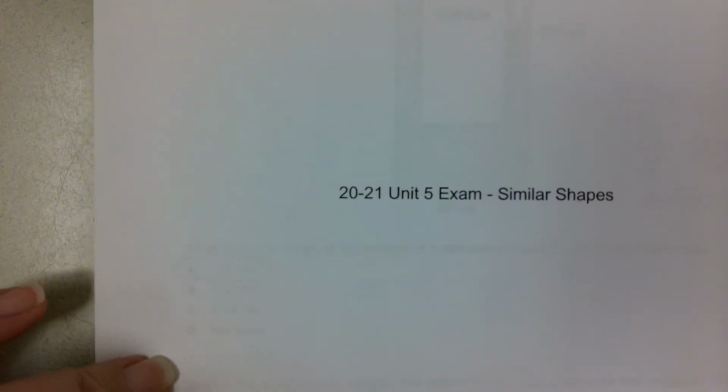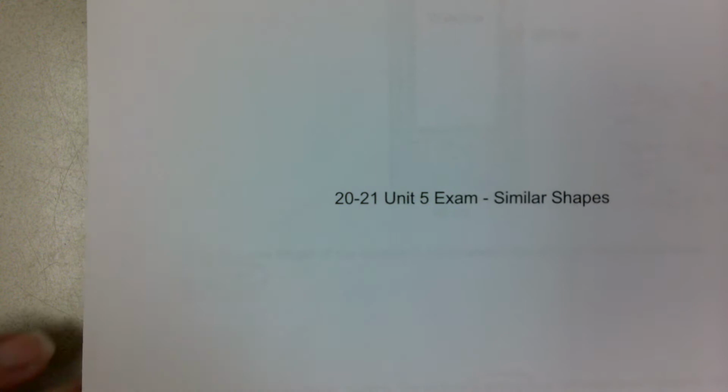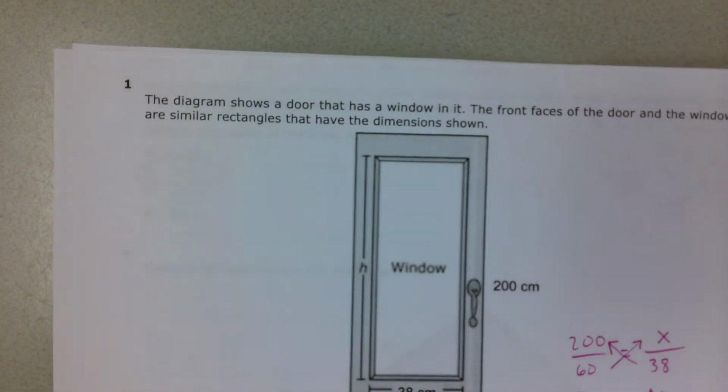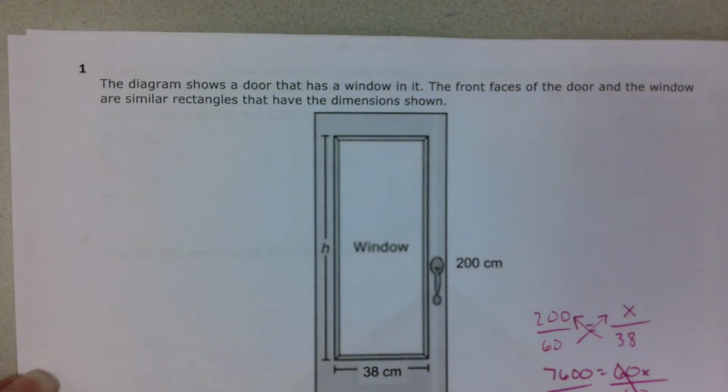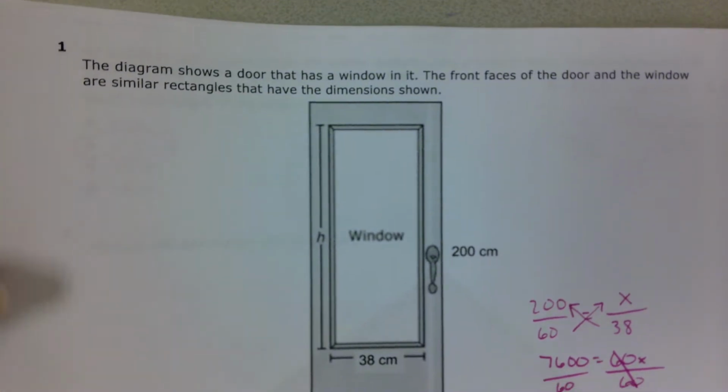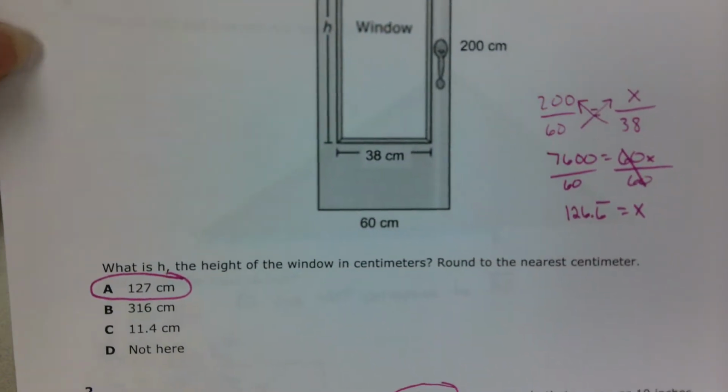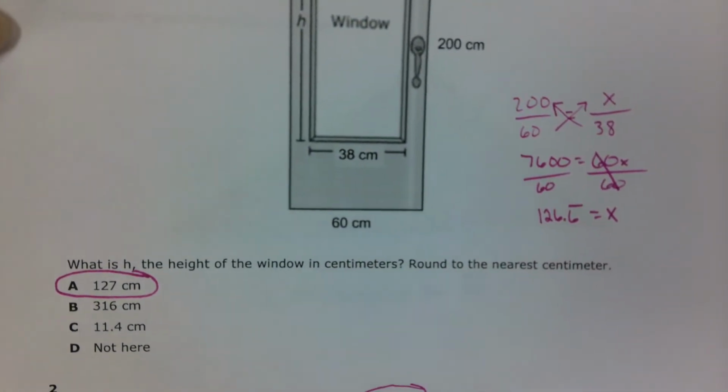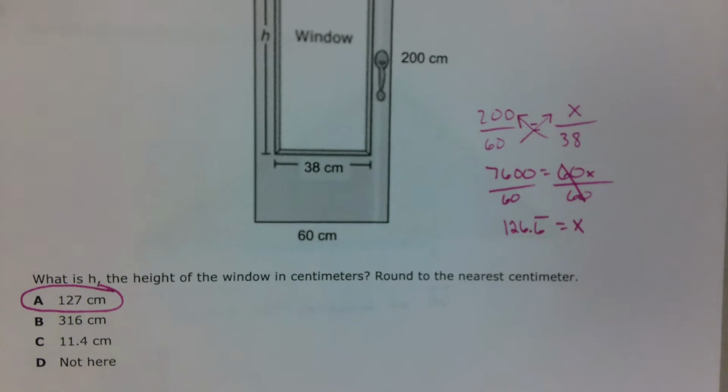All right, we are going to analyze Unit 5 exam, similar shapes. The diagram shows a door that has a window in it. The front faces of the door and the window are similar rectangles that have the dimensions shown. What is h, the height of the window, in centimeters? Round to the nearest centimeter.